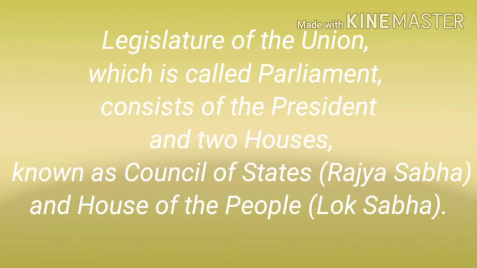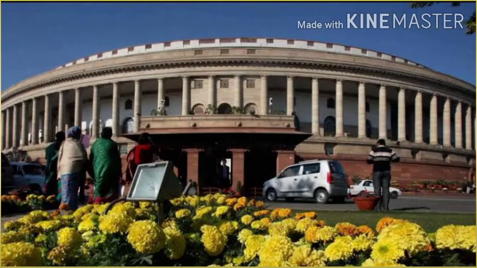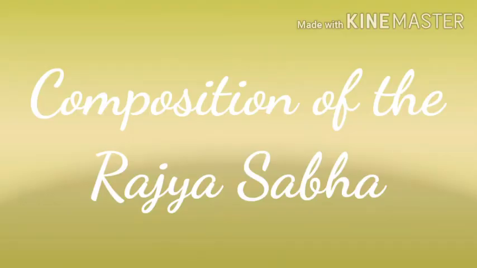The legislature of the Union, which is called the Parliament, consists of the President and the two houses, known as the Council of States, that is Rajya Sabha, and the House of the People, that is Lok Sabha. Each house has to meet within 6 months of its previous sitting. A joint sitting of two houses can be held in certain cases. The Rajya Sabha is the upper house of the Parliament and is sometimes called the House of Elders. Let us take a look at its composition.